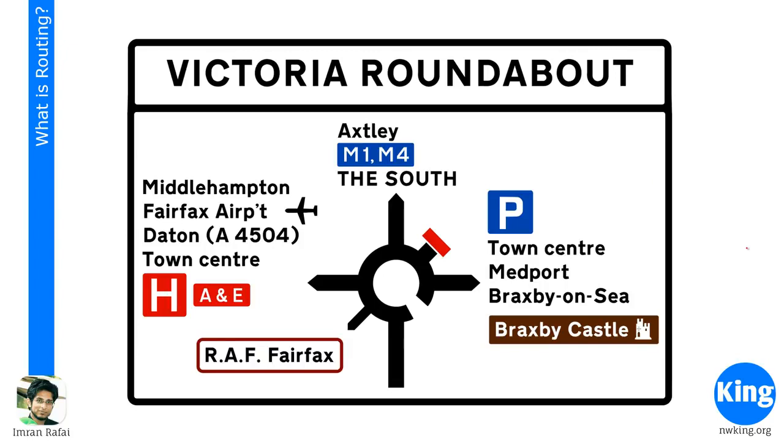So what is routing basically? Let's assume we see such boards throughout our daily life. When we commute and drive through the roads, we have these signs all around, right? So this is when you're approaching a roundabout. It says the first exit takes you to RAF Fairfax. The second exit takes you to the airport. The third exit will continue on M1, M4 south, right? The fourth exit is blocked. The fifth exit will take you to the town center, right?